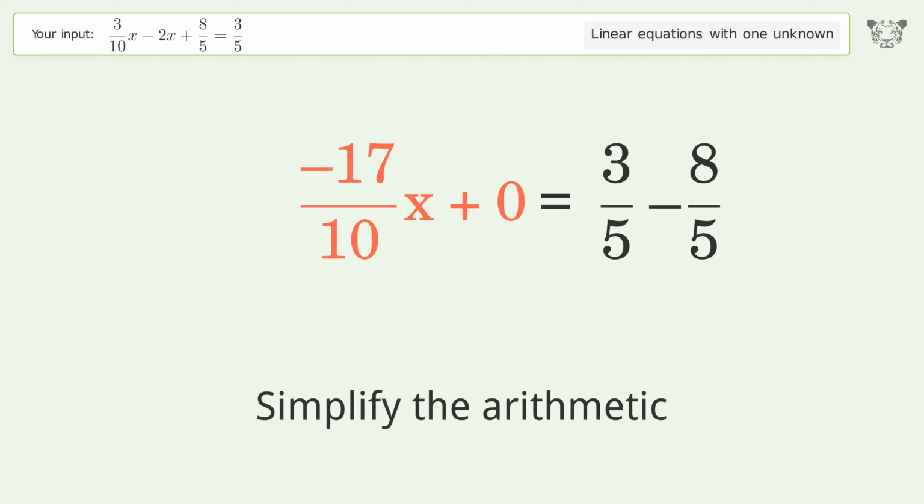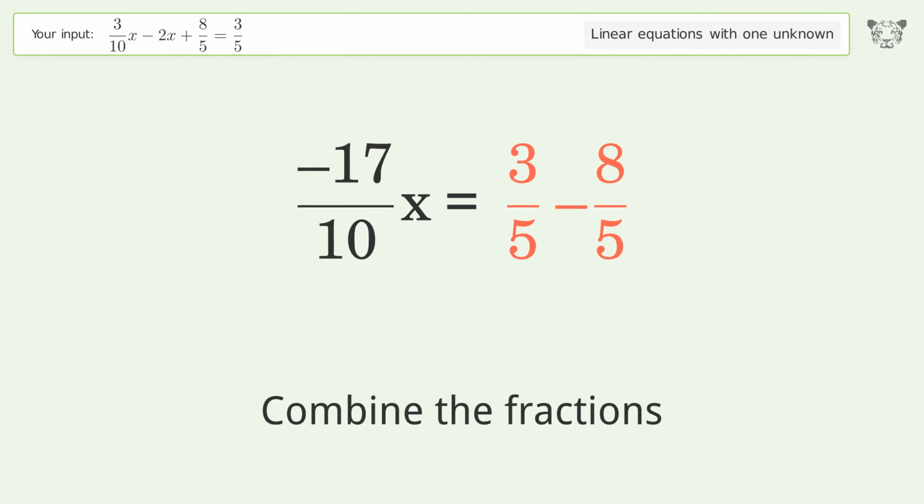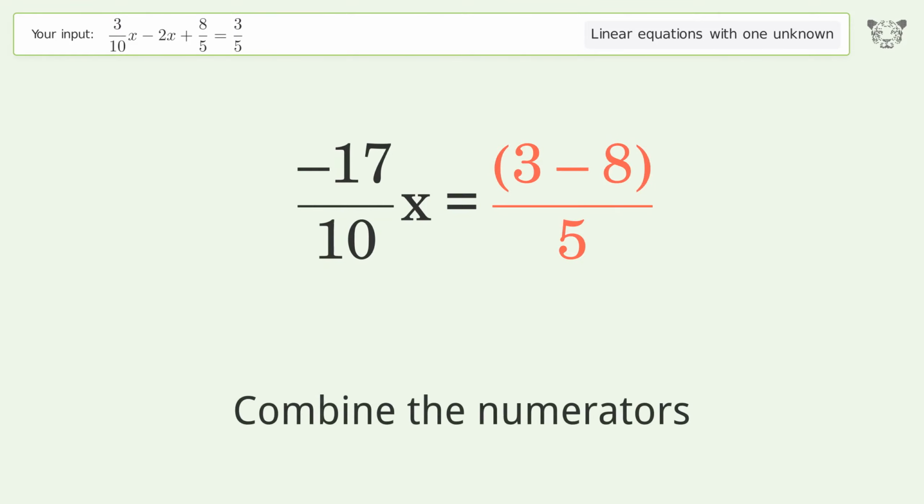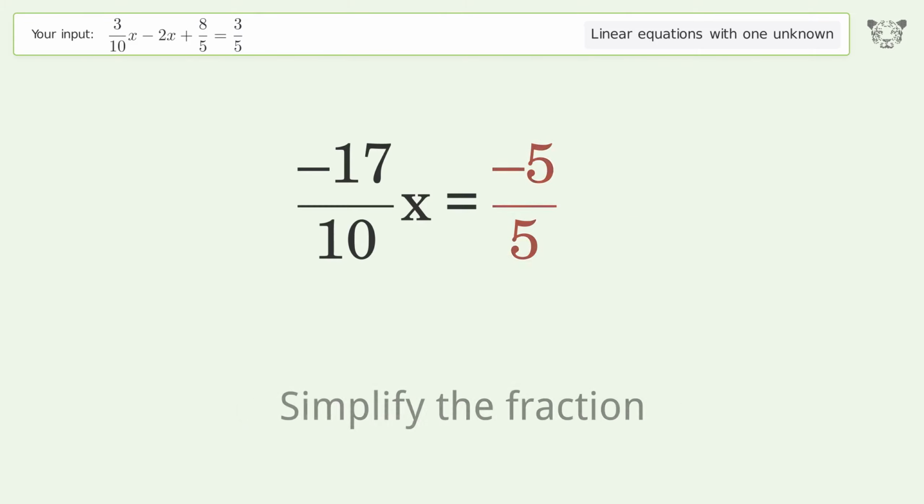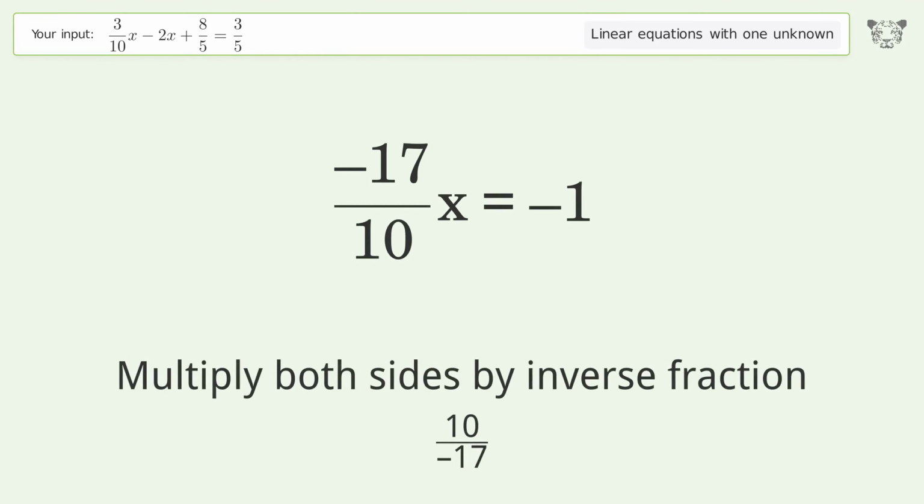Simplify the arithmetic. Combine the fractions. Combine the numerators. Simplify the fraction. Isolate the x. Multiply both sides by inverse fraction 10/17.